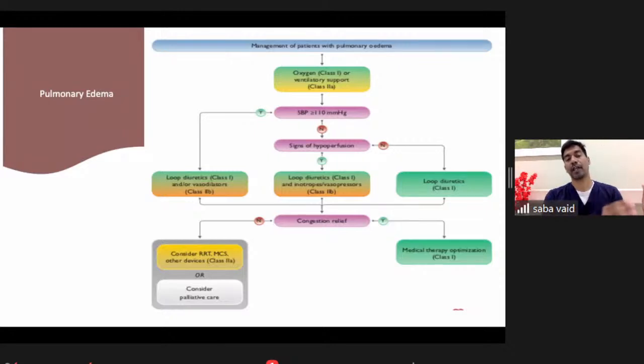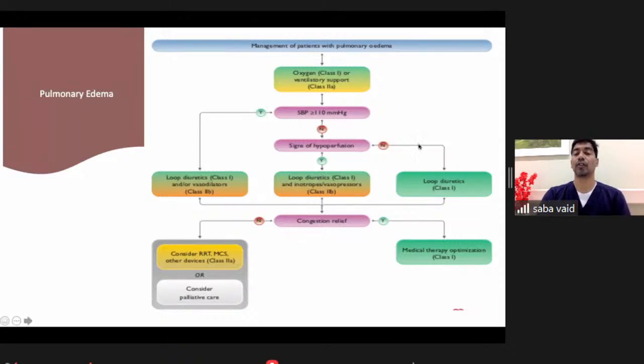Well, it's a combination of a diuretic and a vasodilator for those patients with a good blood pressure. Now, if the blood pressure is not good, there are signs of hypoperfusion. That is, hypoperfusion as in poor end-organ perfusion with raised lactates, cold clammy peripheries, and poor perfusion to the kidneys leading to oliguria. Here, in addition to the diuretic, they are asking you to add an inotrope and vasopressor, which increases the contractility and causes a vasopressor effect to a certain extent so that the perfusion is streamlined. In this category of patients, it's a combination of diuretic and a vasopressor.